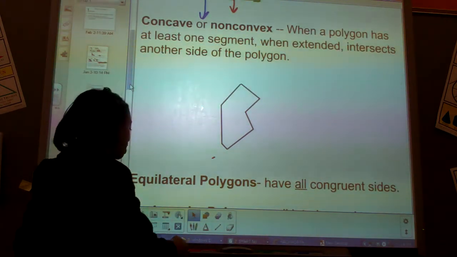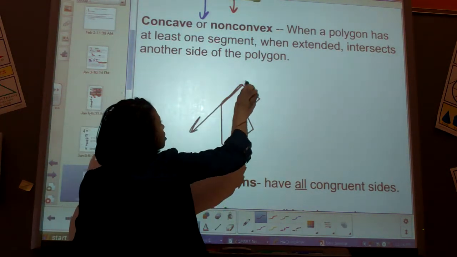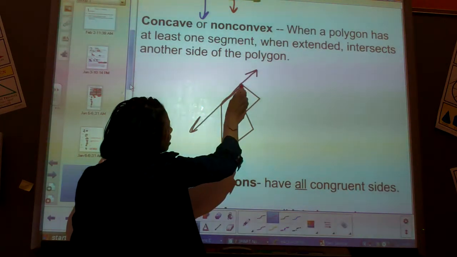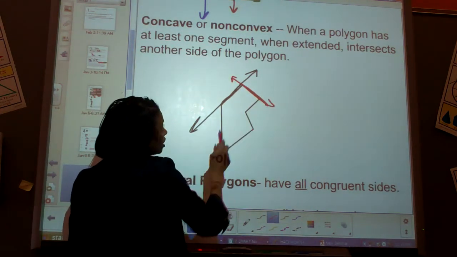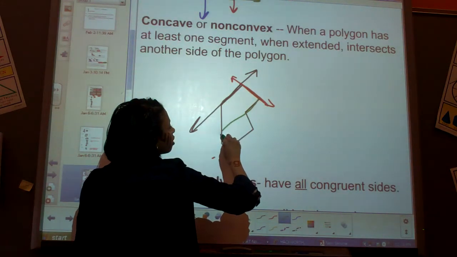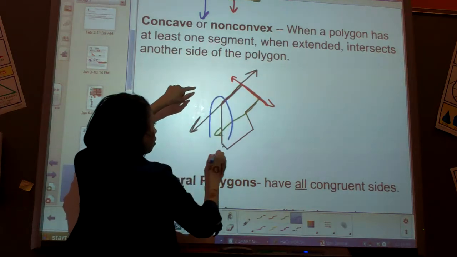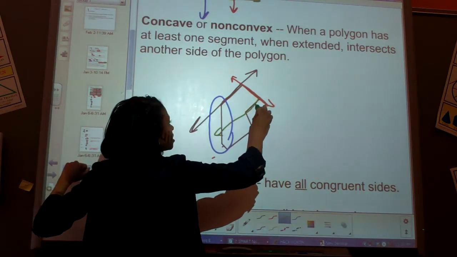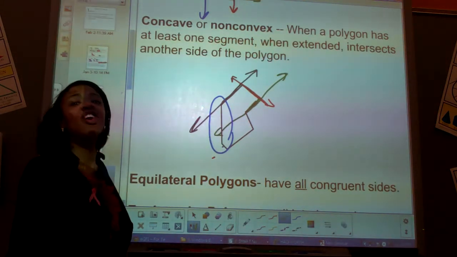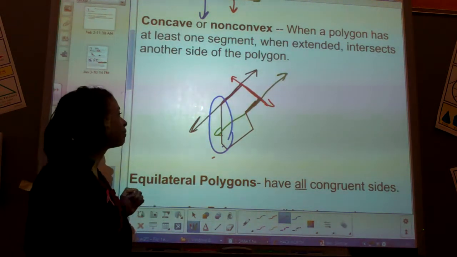Well, this one, if we extend the lines. So if I look at this segment here, if I were to extend that line, does it run into another side? The answer is no. If I were to extend this particular segment, does it run inside? No. If I were to extend this particular segment, oh, it runs into this side over here. Again, if I extend this segment, it runs into this other segment side there. Therefore, because it will run into another side, it is called concave or non-convex.